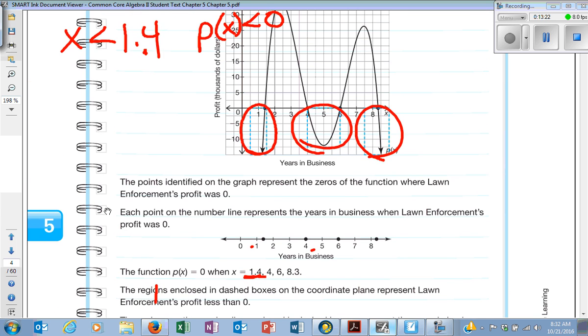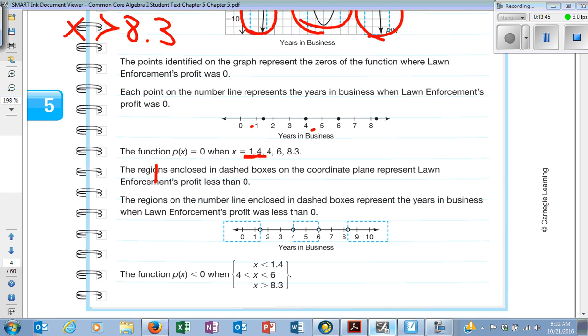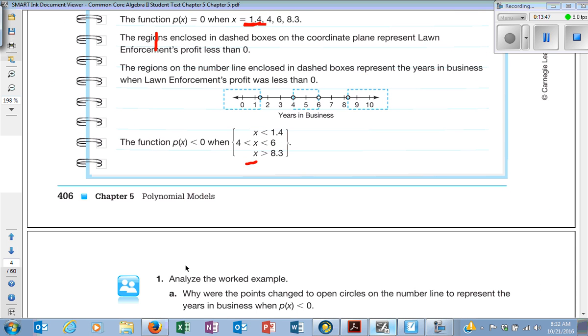Hopefully you see that this region right here is 4 < x < 6. And this last region is x is what? Greater than 8.3. And if you look down at the bottom, that's what they finally got to, right here, which is your final answer.